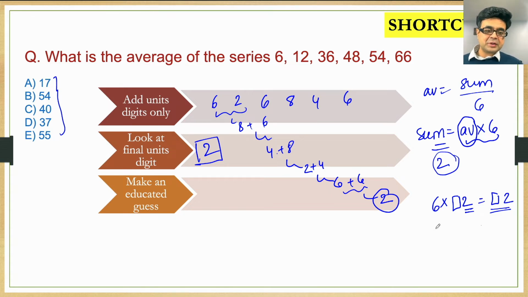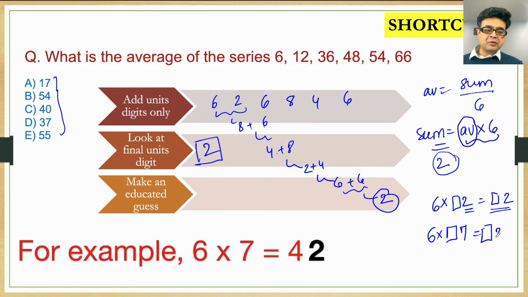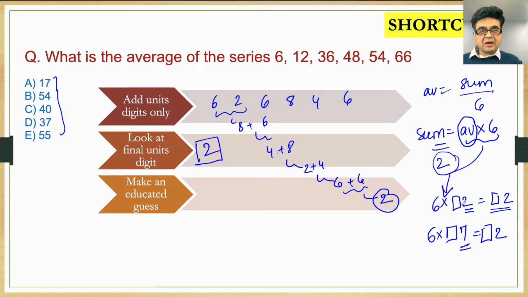Right? The other possibility is 6 multiplied by any number which has 7 in the units digit gives you a number with 2 as a units digit of the sum. So 6 sevens are 42. So my average could have a units digit of 7, and I see two different units digits here. This is where we have to make an educated guess.